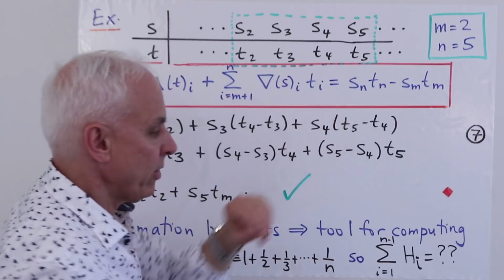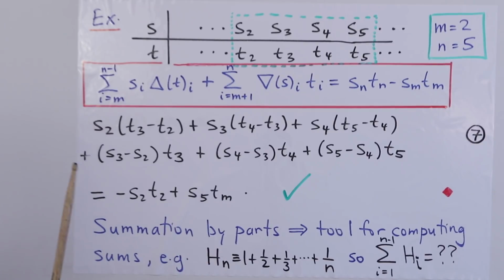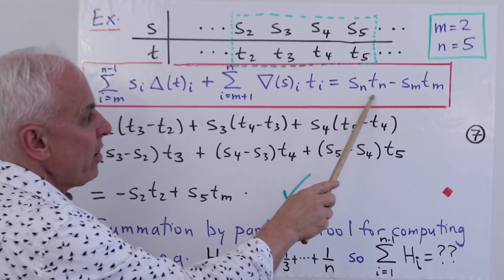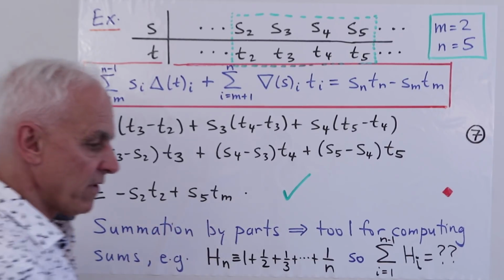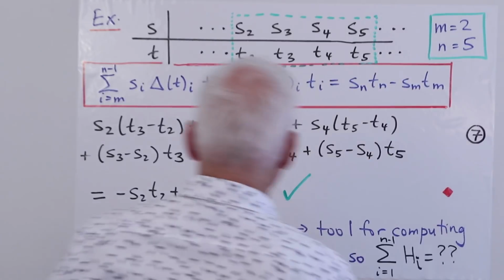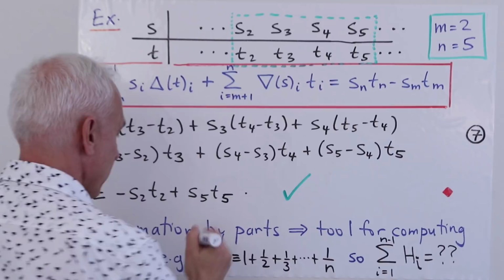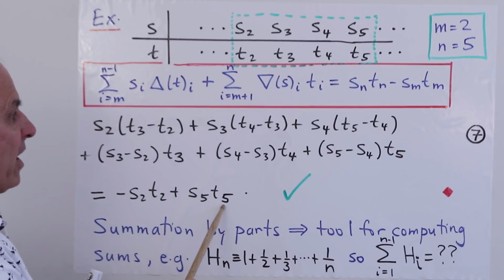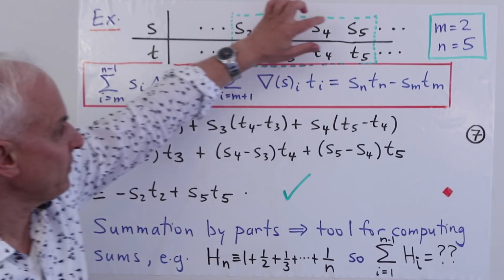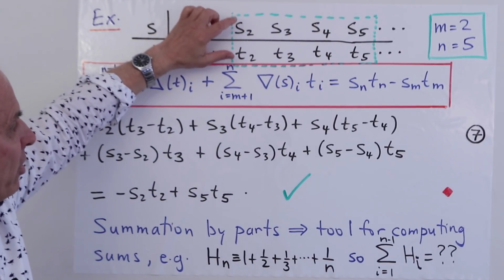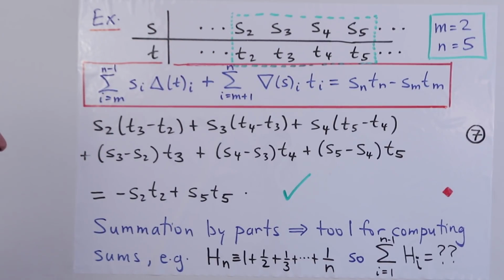And the claim is that when we expand all of this out, there'll be lots of cancellation, and all that we'll get is just the product S5 T5, there we go, minus the product S2 T2. So the product of the last two entries and the product of the first two entries, we're taking the difference between those two products.